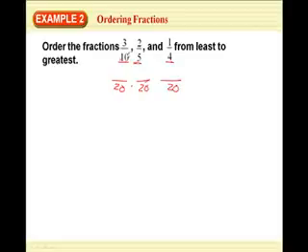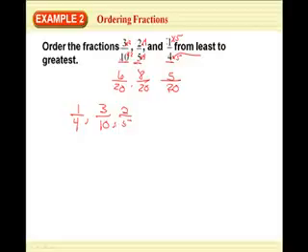So what would you do to 10 to get 20? 10 times 2, so 3 times 2 would be 6. 5 times 4 to make it 20, so 2 times 4 would be 8. 4 times 5, so 1 times 5 would be 5. So now let's put these in order. This 5/20 is our smallest, so 1/4 goes first, that's our smallest one. Then 3/10 goes second. You make sure you put the original numbers. And then 2/5 goes third.